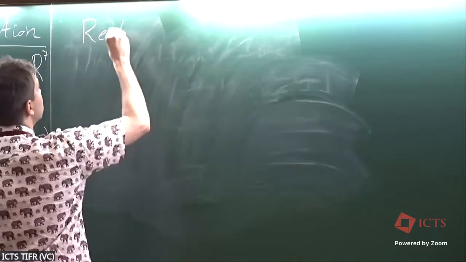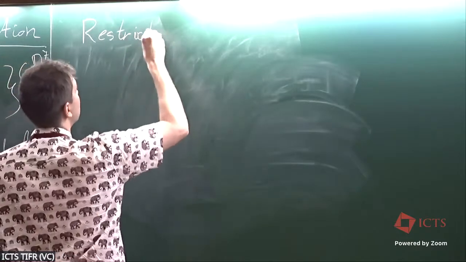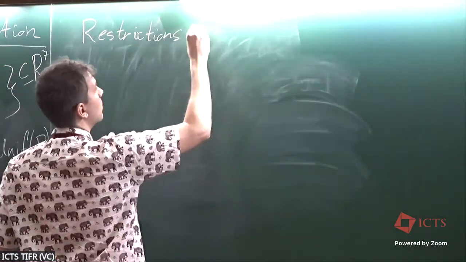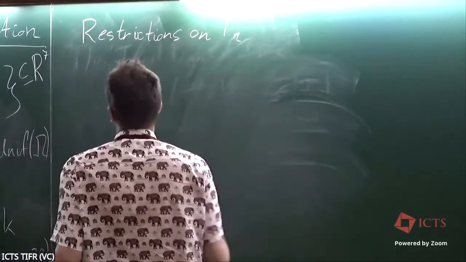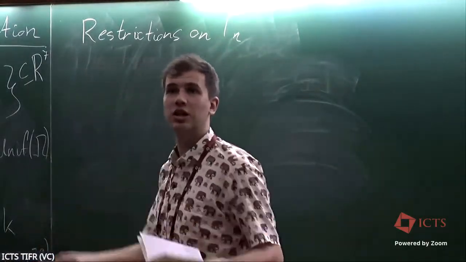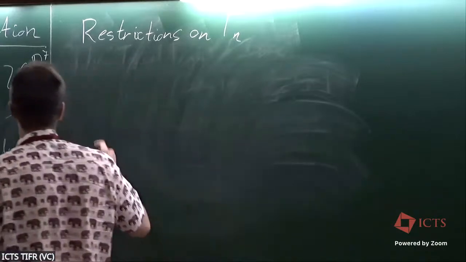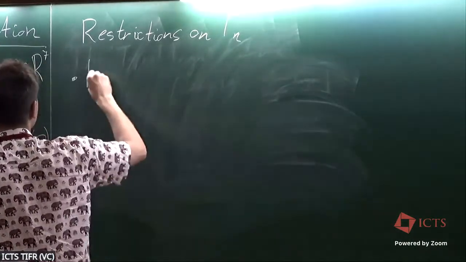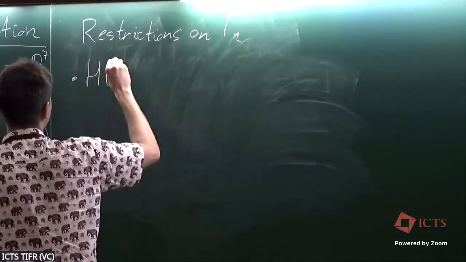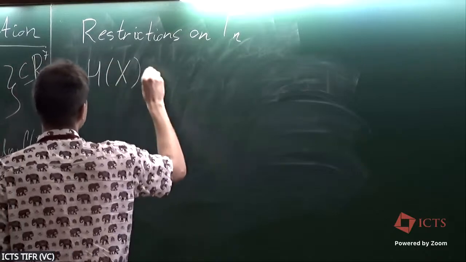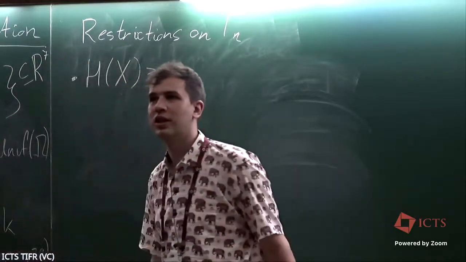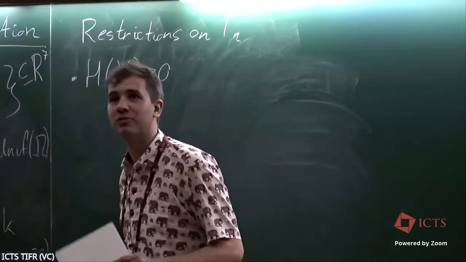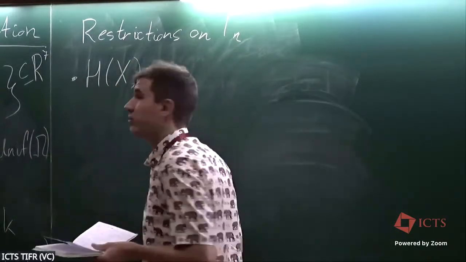So what are some restrictions on gamma n? Well, we have Shannon's inequalities. So here is the first restriction. For any variable x, its entropy is non-negative, which is guaranteed by the minus sign. So this thing is true.